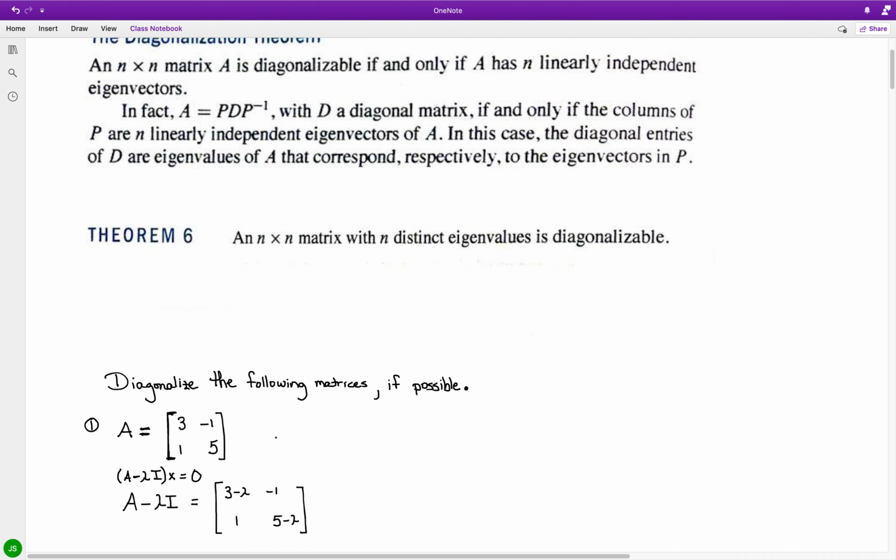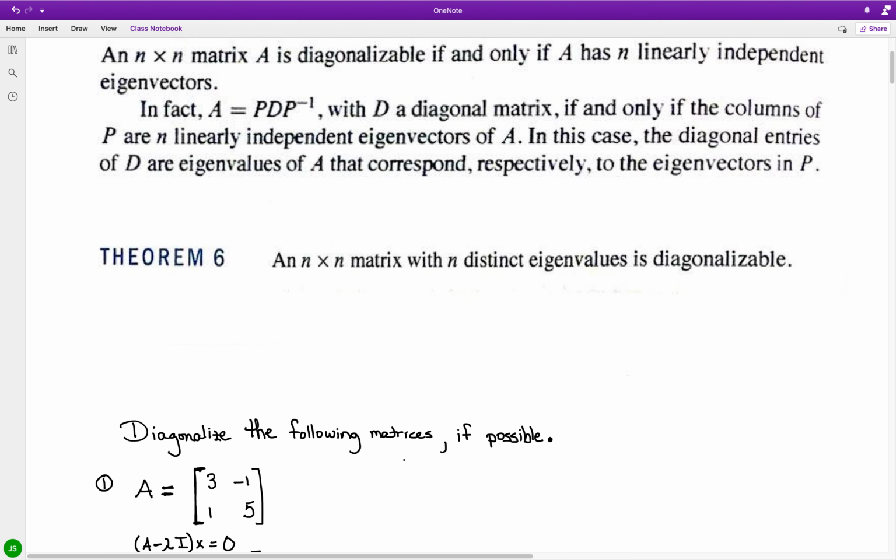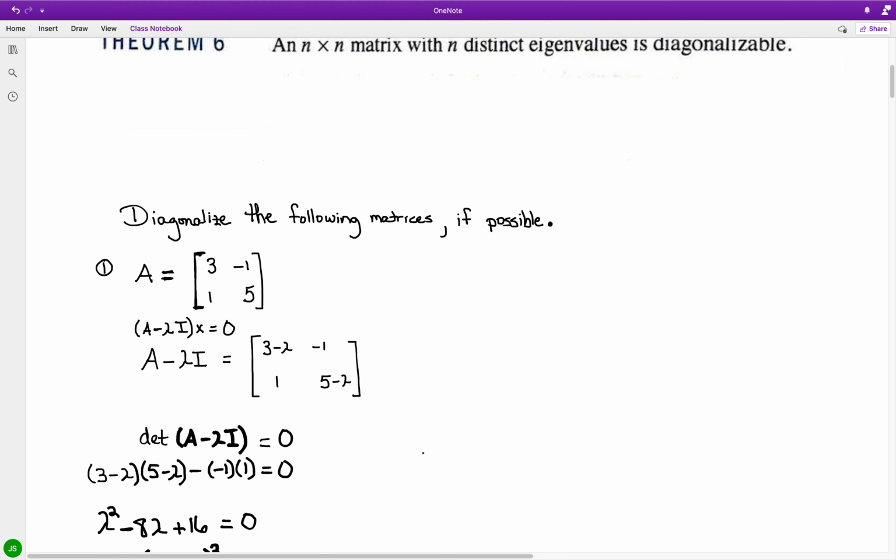is diagonalizable. All right, in the case of diagonalization, we have first a 2 by 2 matrix, and it says to diagonalize the following matrices if possible. So we have, in the lineup, the first matrix, a 2 by 2 formation. First column we have 3 and 1. Second column we have -1 and 5.